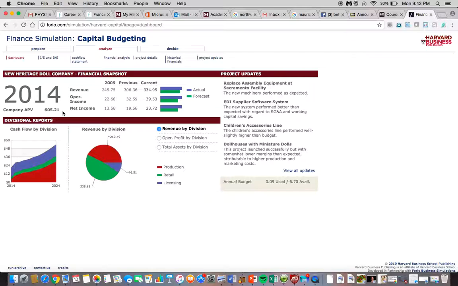The NPV is used to analyze the profitability of a projected investment. Another thing I looked at is the IRR, or internal rate of return, which is the discount rate that makes the NPV of all cash flows from a particular project equal to zero.